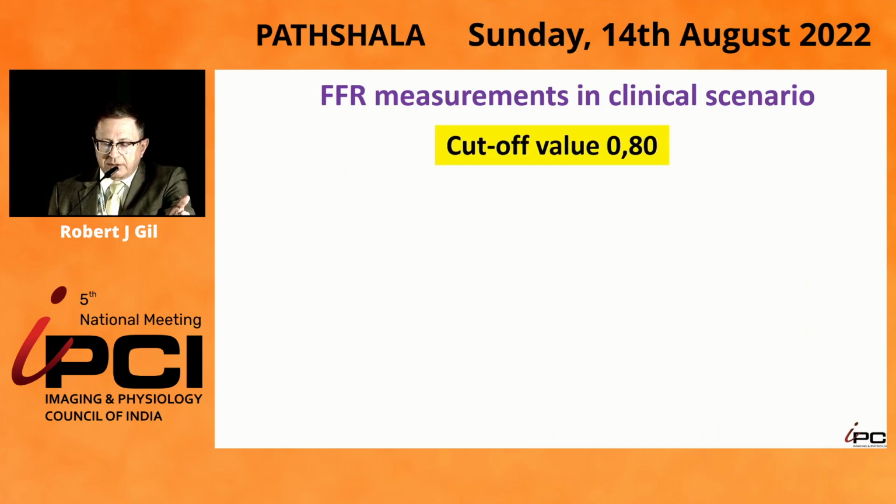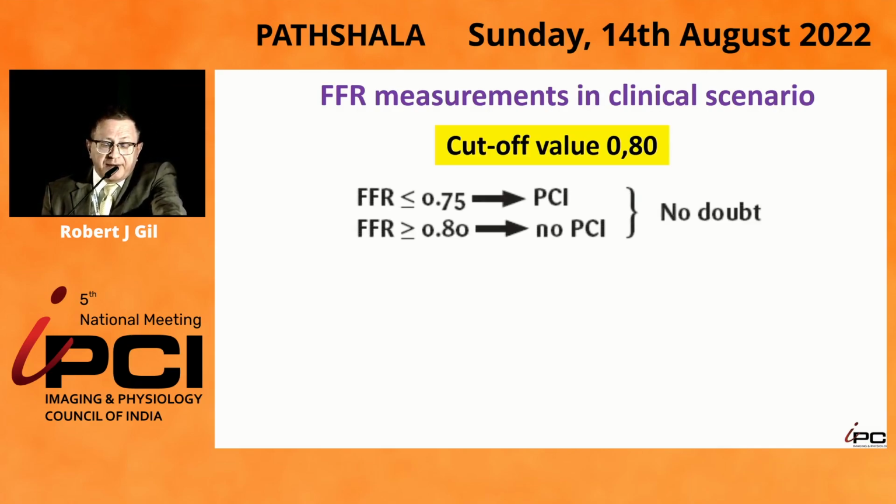So in terms of cutoff criteria, of course, 0.8 for FFR seems to be generally accepted. However, we have to remember that the concept of FFR measurement started almost 30 years ago and was tested for 1 and 2 vessel disease cases. Therefore, we have to consider 0.75 for 1 vessel disease, and for left main and multi-vessel disease, rather 0.8.